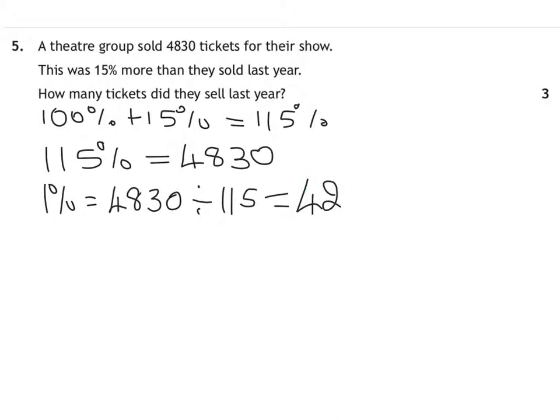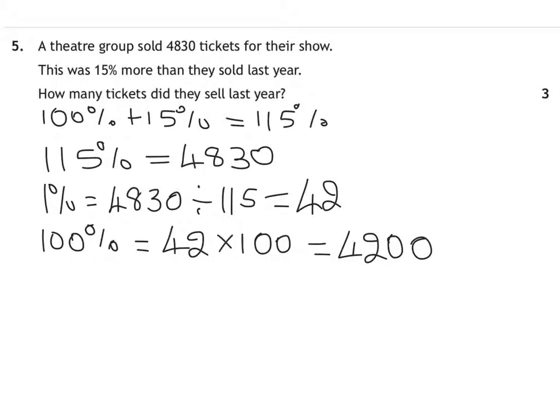I don't want 1%, I want 100%. So I'm going to take this value here and multiply it by 100. So 100% is equal to 42 times 100, 4,200. So last year they sold 4,200 tickets. So marking scheme. You get your first mark for stating that 115% is equal to 4,830. You get your second mark for working out what 1% is, and you get your third mark for working out the 100%.